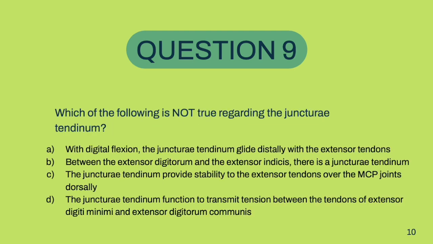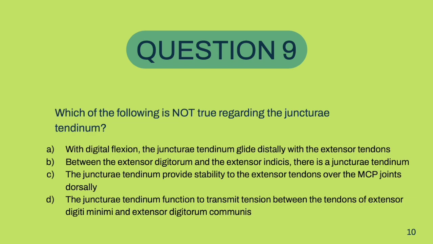Question 9, correct answer is B. There are not typically JT between the EDC and EIP. The EIP runs ulnar to and deep to the index EDC, so it remains independent, allowing separate extension of the index finger.